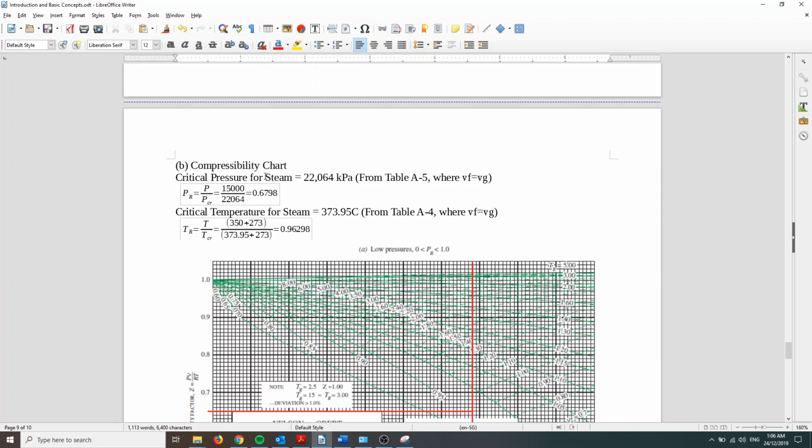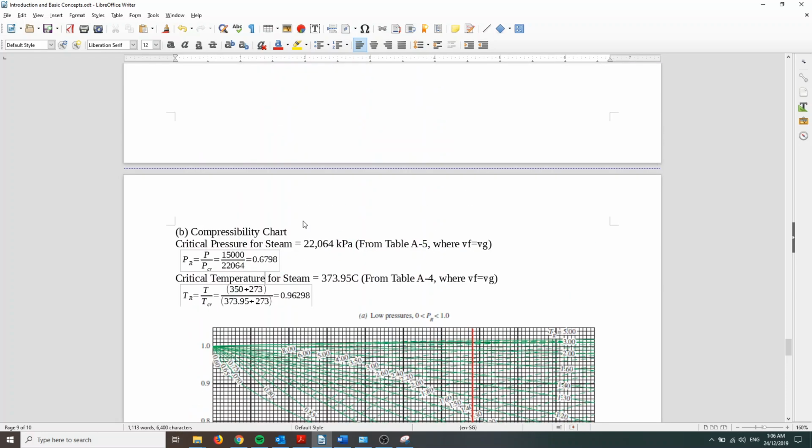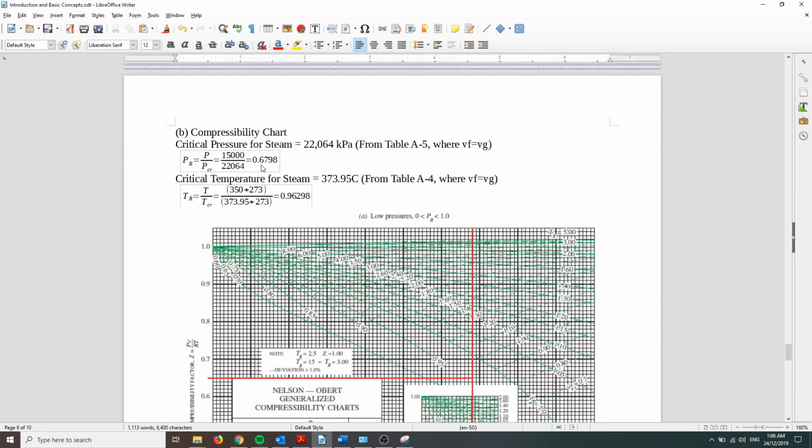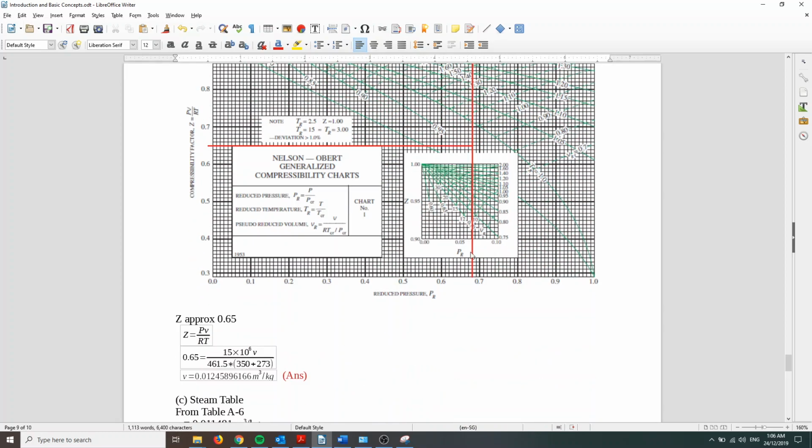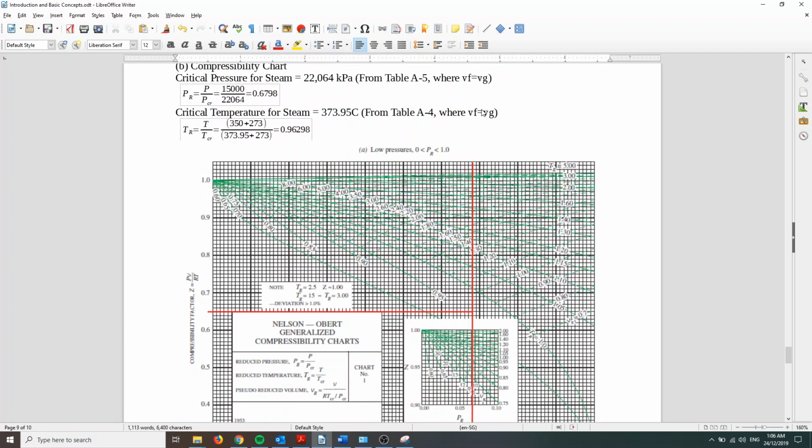Using these two reduced values, I can approximate. For example, the reduced pressure is 0.6798, which I can approximate to be 0.68 or so. So at 0.68, I draw one vertical line upwards. The next thing is I know that my reduced temperature is 0.96298. Remember to convert to Kelvin.